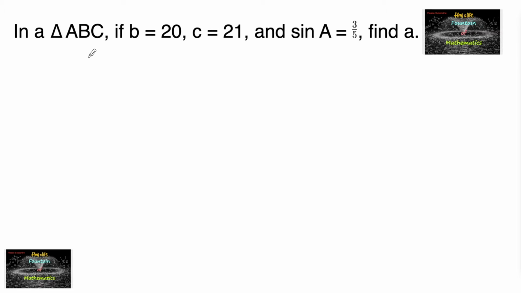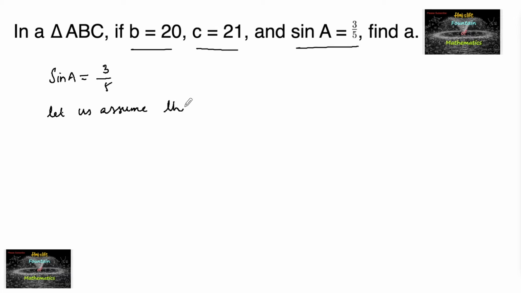In a triangle ABC, if b is equal to 20, c is equal to 21 and sin A is equal to 3 upon 5, let us assume that angle A is acute. It's an acute angle, so that cos A is equal to, since sin A is equal to 3 upon 5, cos A will be 4 upon 5.